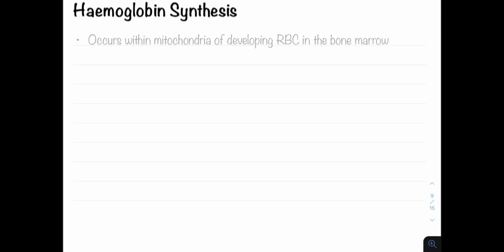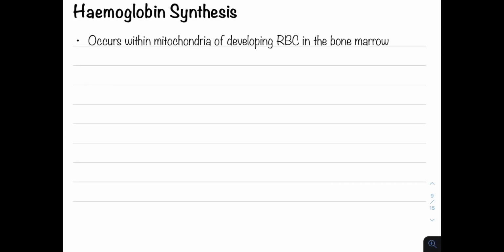Okay, so on to hemoglobin synthesis. Now, we don't need to know too much about this. If you are interested, I have included a reference. We shall discuss briefly how hemoglobin is synthesized, but we won't go into the detailed biochemical pathways. But we shall go into enough detail so you can appreciate the pathologies that arise from hemoglobin.